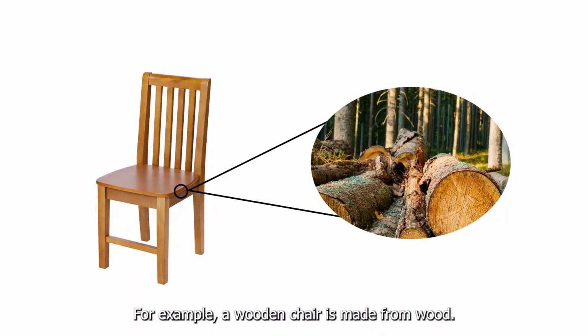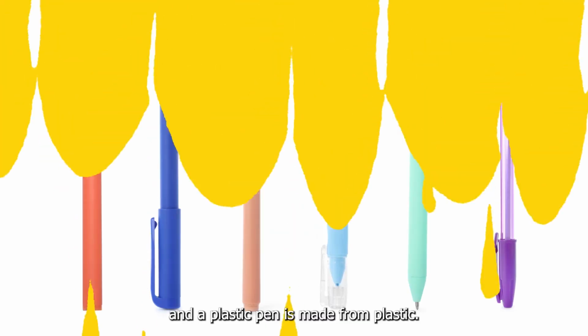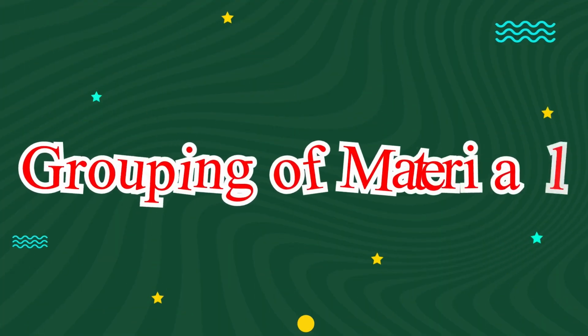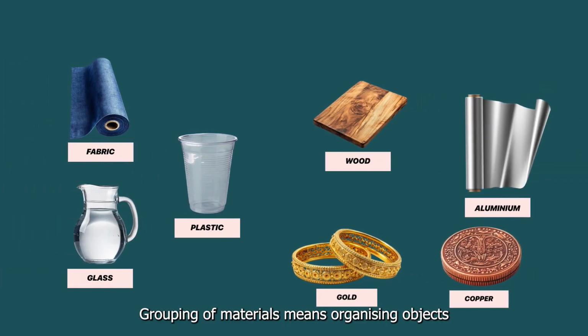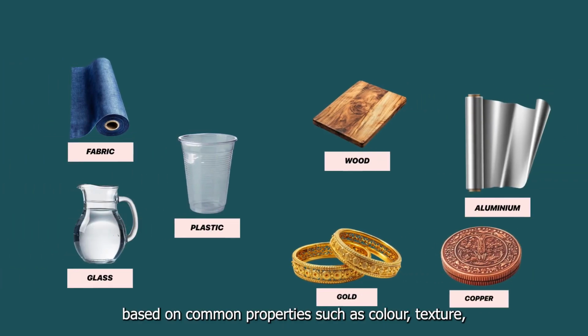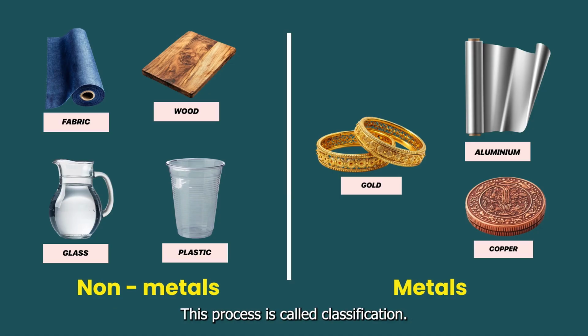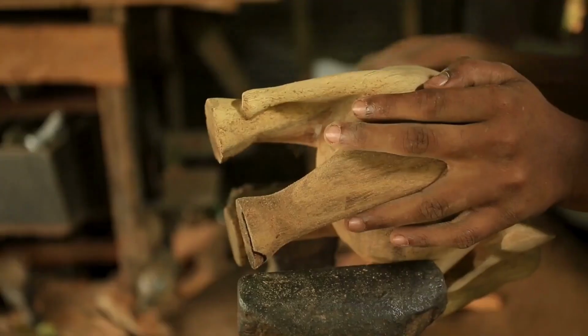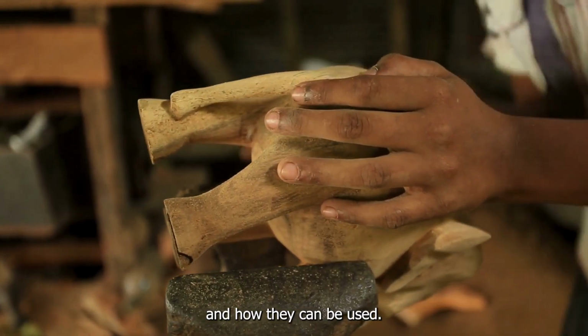For example, a wooden chair is made from wood, a glass bottle is made from glass, and a plastic pen is made from plastic. Grouping of materials. Grouping of materials means organizing objects based on common properties such as color, texture, hardness, softness, or the material they are made from. This process is called classification. It helps us understand how different materials behave and how they can be used.